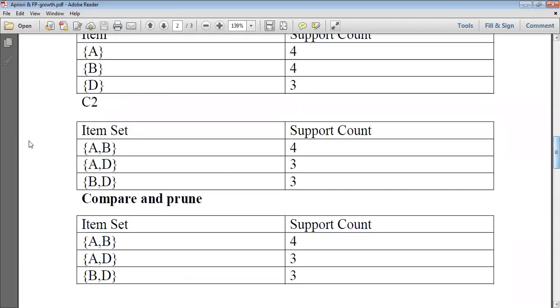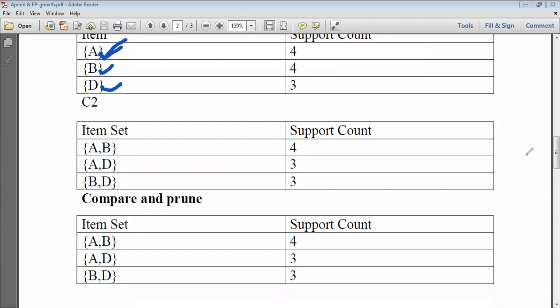And now again candidate generation, that is C2. The previous one was candidate generation 1. With 2 items, we represent it as candidate generation 2. So now the itemsets we present are AB, AD, and then BD. So we have the 3 itemsets.